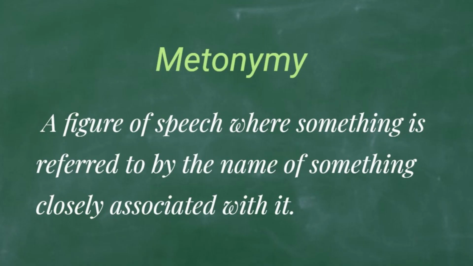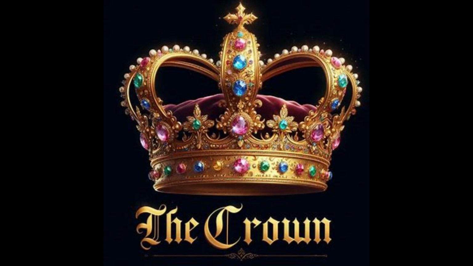Next, we have metonymy. Metonymy is when we refer to something not by its actual name, but by the name of something closely related to it. This technique is often used to create a more symbolic or associative meaning. For instance, when we say the crown to refer to the British monarchy, we are using metonymy. The crown itself is a symbol of royal authority, so it stands in for the entire institution of the monarchy.